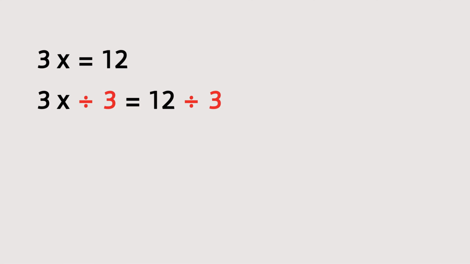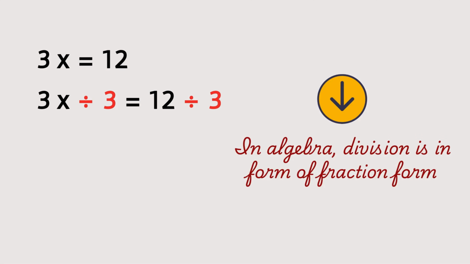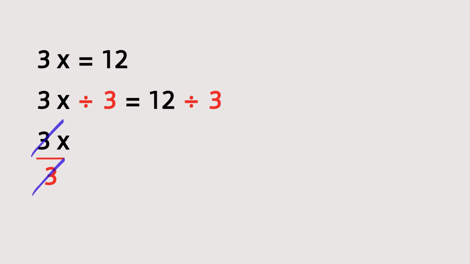Exactly, dividing by 3. So, to solve for x, we divide both sides of the equation by 3. In algebra, we almost always write division in fraction form, so on the left-hand side of the equation, to divide this side by 3, we just write a fraction line under it, and we put a 3 below the line. There, this means 3 times x divided by 3, and we are left with just x.